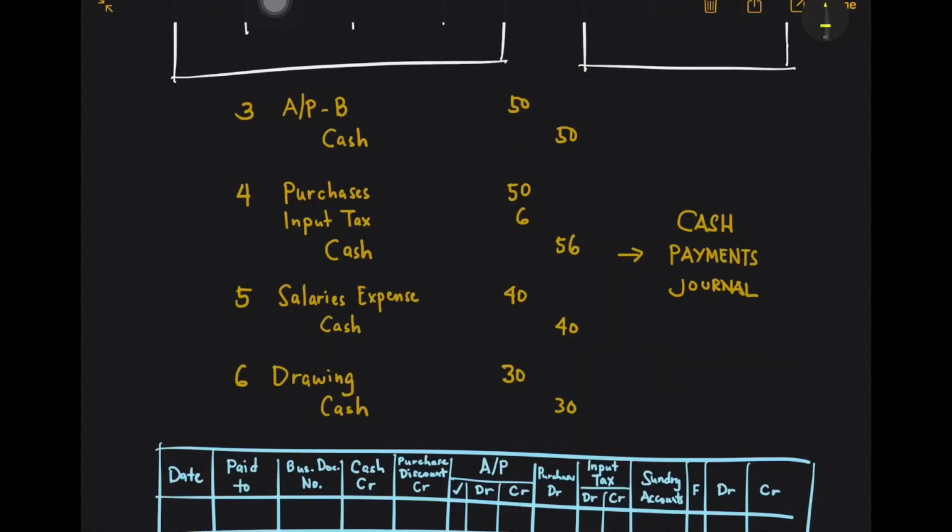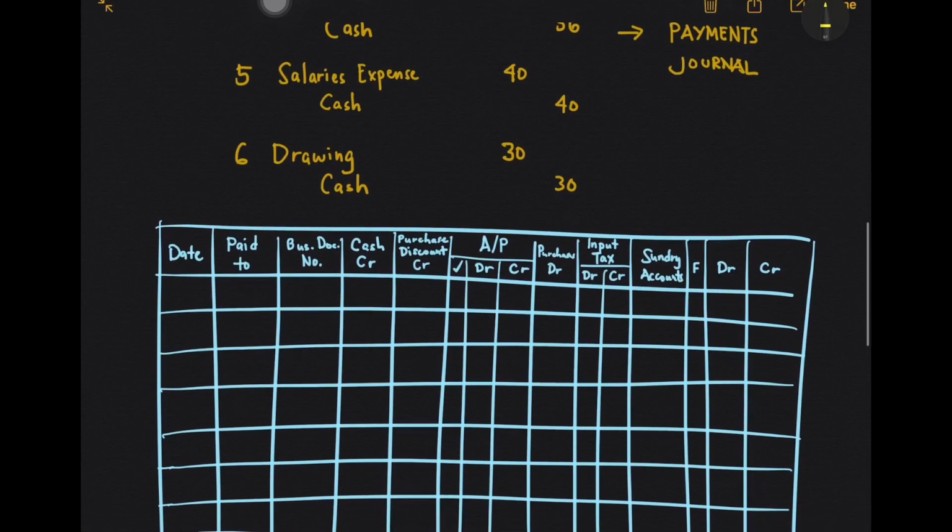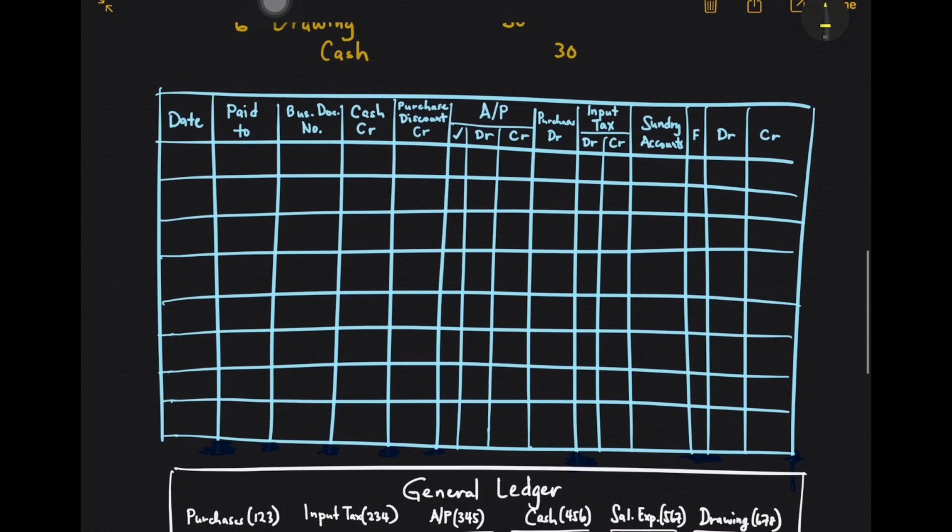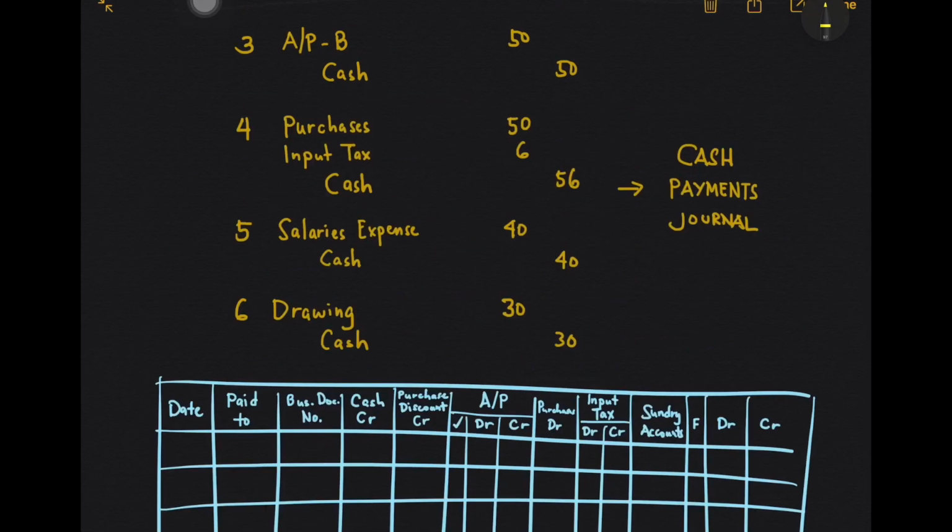For January 3 to 6, we have the following entries. As you can see, all of the entries here have a credit to cash. Following the discussion earlier, these transactions are best placed in the cash payments journal. So how does the cash payments journal look? It looks like this. Now, how do we transfer our journal entries here in the cash payments journal?